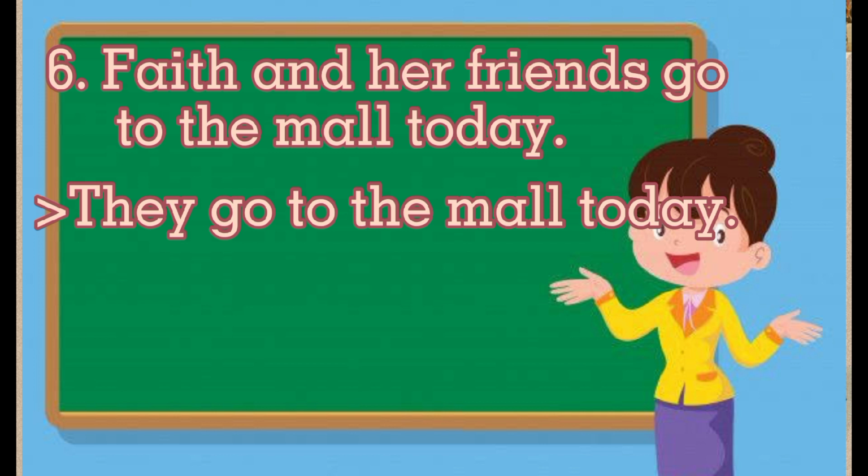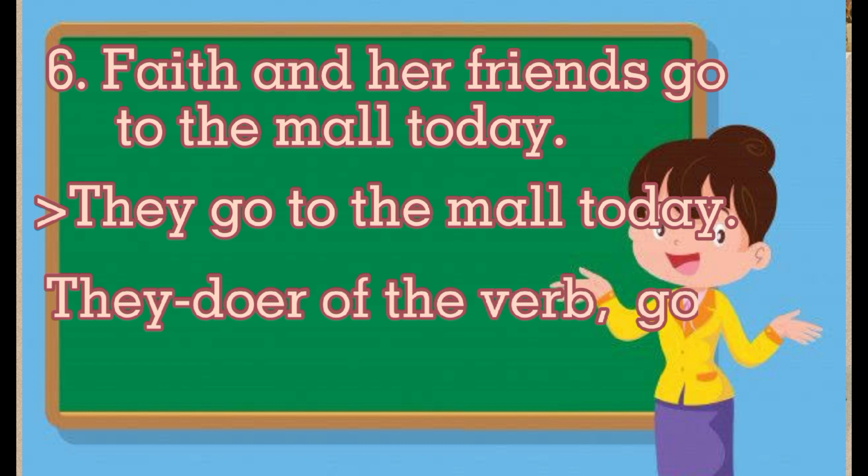And as you have noticed, who is now the doer of the verb go? You were right. It is our personal pronoun they, so they is still the doer of the verb, so it is still subjective.